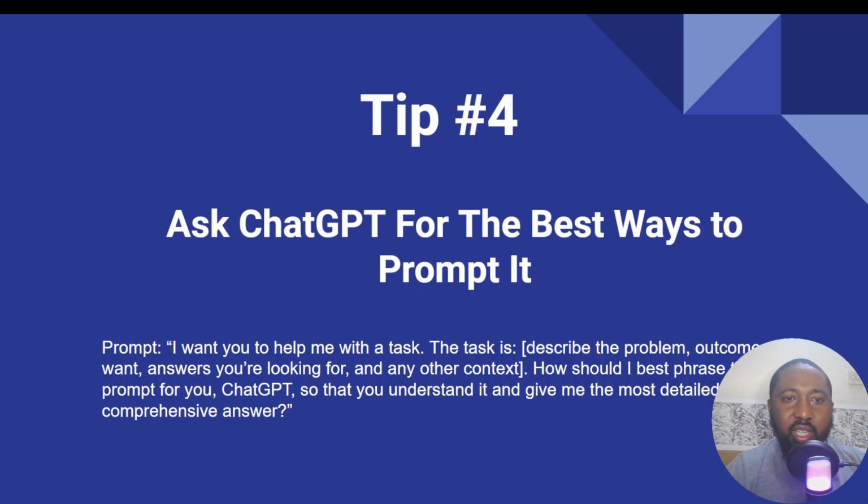This prompt says, I want you to help me with a task. The task is, then you describe the problem, the outcome you want, the answers you're looking for, and any other context. Basically, when you do this, you get better results. How should I best phrase the prompt for you, ChatGPT, so that you understand it and give me the most detailed and comprehensive answer?